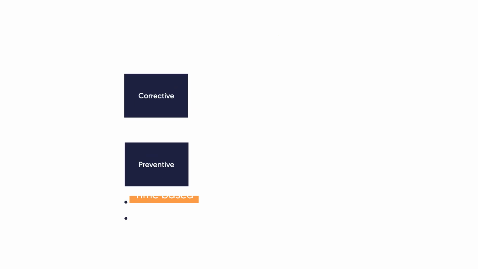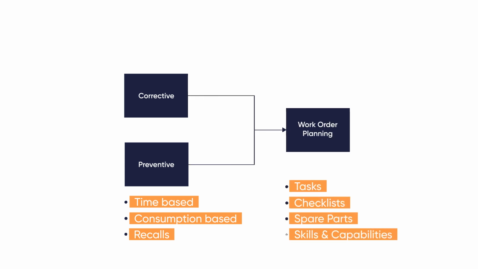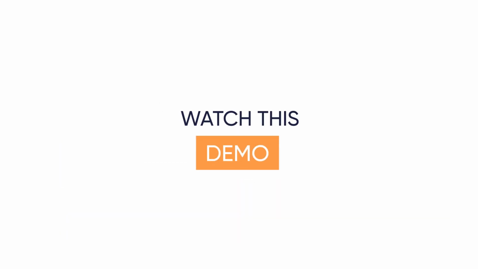Now, objects need to be maintained, and we do that based on a work order. It can be a corrective work order or a preventive work order. Work order will be planned. On the work order, you can see the different checklists, spares needed, maybe skills, and then the work order is finished. So I will show you in the following demonstration.